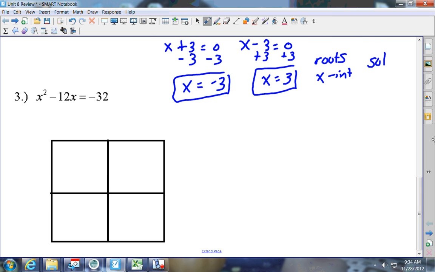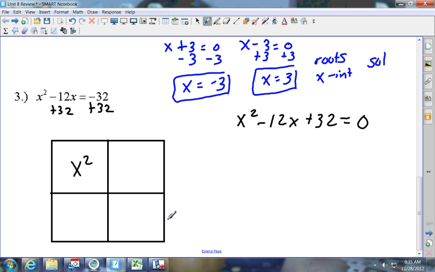Number 3. First thing I need to do before I can do anything else is set it equal to 0. So I add 32 to each side. I'll write it over here: x squared minus 12x plus 32 equals 0. First thing you have to do, top left-hand corner goes x squared, bottom right-hand corner, 32.